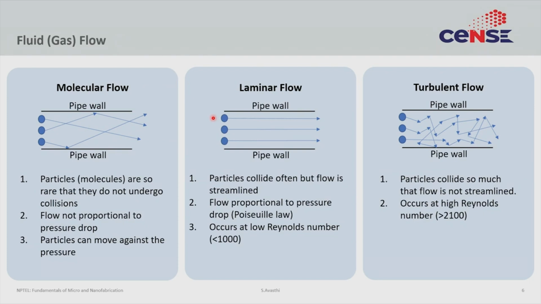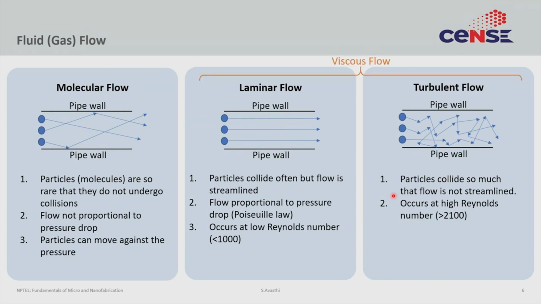This occurs at low Reynolds numbers and the flow is proportional to the pressure. So, the amount of mass transfer from left to right will depend upon how much pressure you apply from left versus right. And the third and the most complicated case is actually the turbulent flow, where the flow velocity becomes so high that the particles collide with each other so much that they are not streamlined anymore. The physics of this is fairly complicated. It typically occurs at high Reynolds numbers.